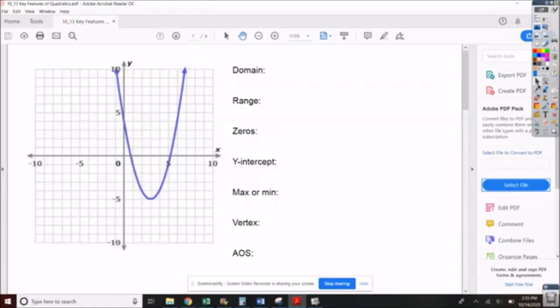This video is on the key features of quadratic functions. So first, we're going to look at the domain. My quadratic has arrows on the end. And this arrow means that the graph extends infinitely up and to the left. And this arrow means that the graph extends infinitely up and to the right. So my domain is going to be all real numbers.